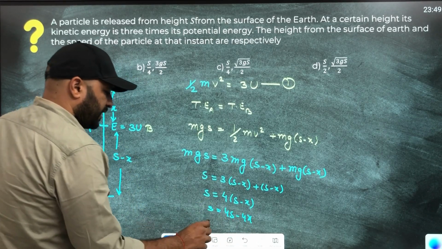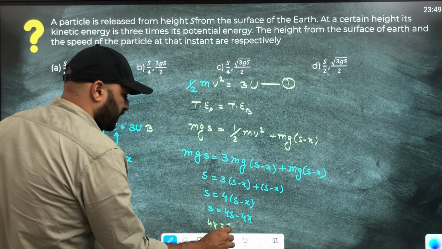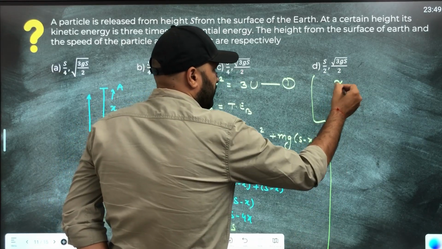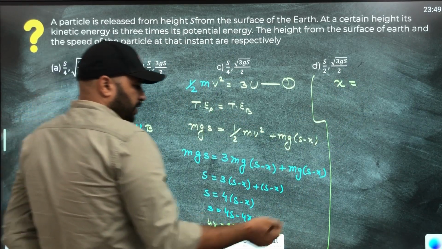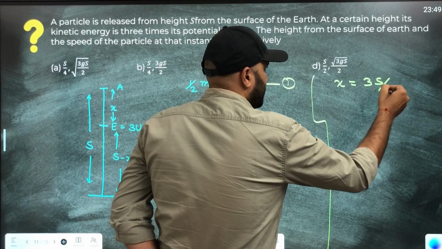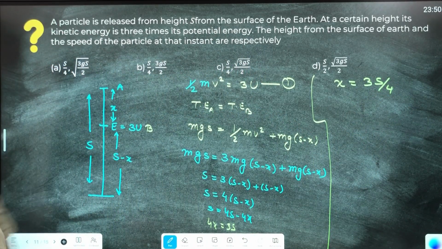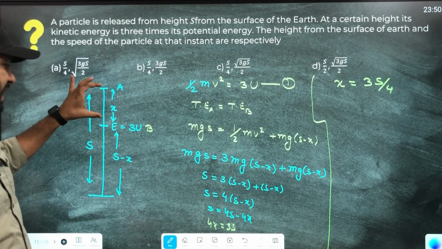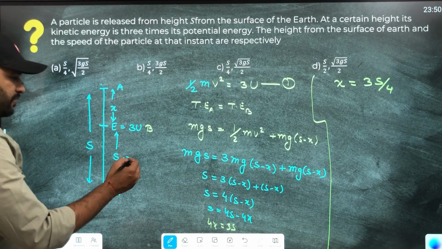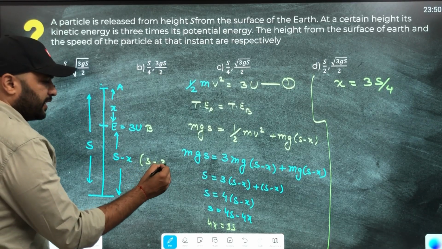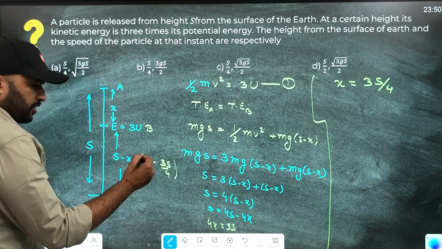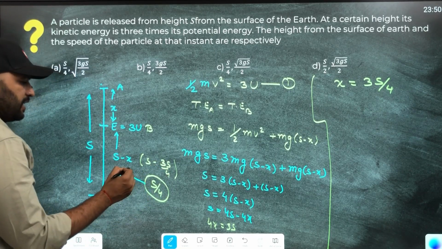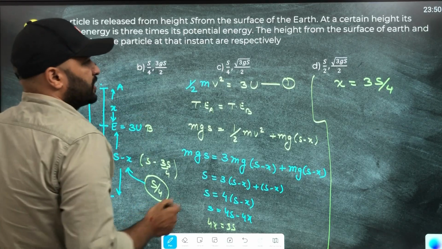Let's take this 4x to that side. It will be 4x equals 3s, and x will be equal to 3s by 4. But did they ask for the height from the top? No, sir, from the surface of the earth. So if it is x, what will be this? This will be s minus 3s by 4. Cross multiplying and solving, 4s minus 3s, s by 4. This will be our value. So the correct answer for this one is s by 4.